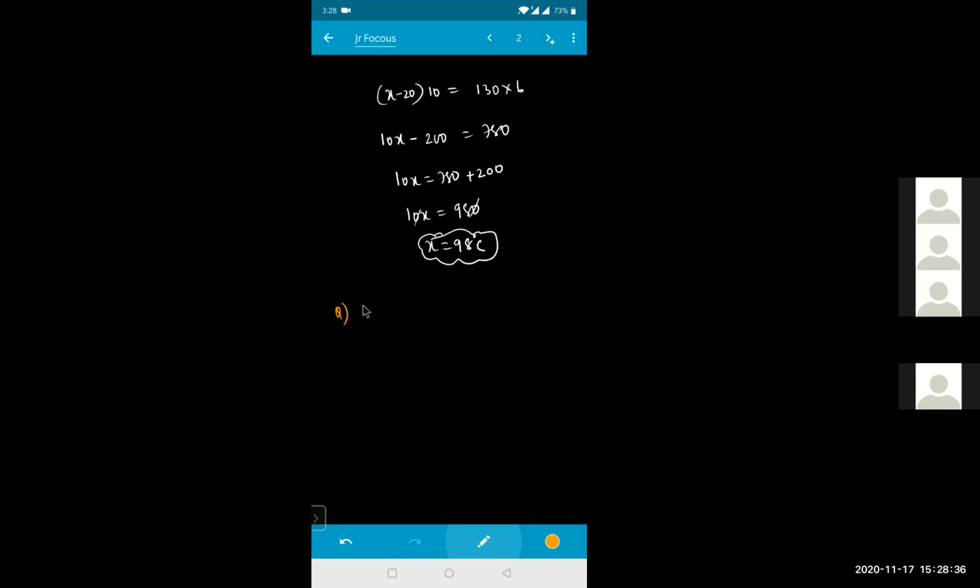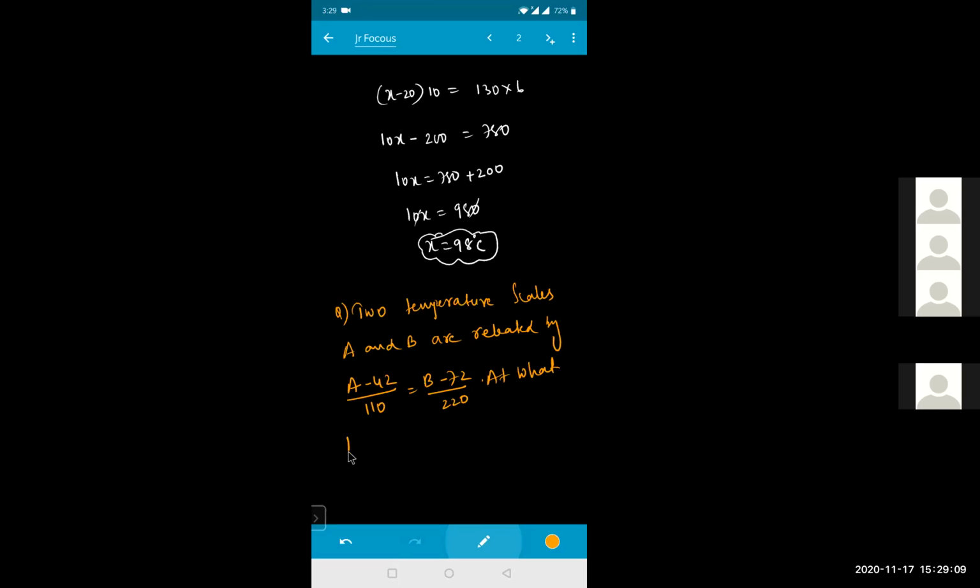Yes, sir. Chalo, next question, look quickly. Can everyone see this color? Yes, sir. Two temperature scales, A and B, are related by A minus 42 divided by 110 is equal to B minus 72 divided by 220. At what temperature do the two scales have the same reading? First option is minus 42 degrees centigrade. Second option is minus 72 degrees centigrade. Third option is plus 12 degrees centigrade. And fourth option is minus 40 degrees centigrade.